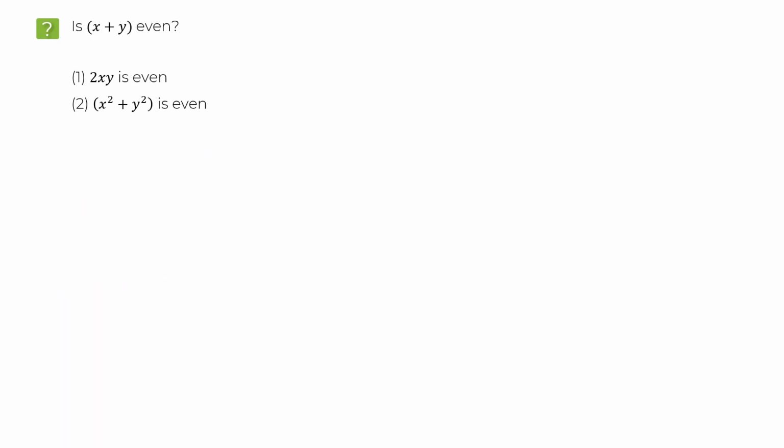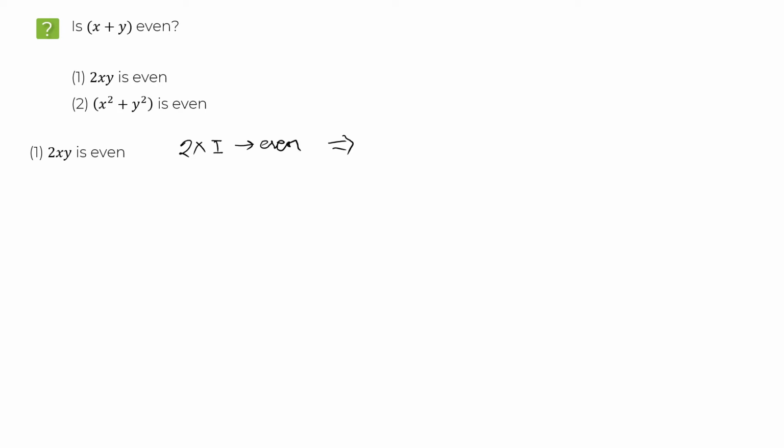So let us analyze statement 1. It tells us 2xy is even. Now we know that 2 is an even number, so if you multiply 2 with any other integer, you will always end up getting an even number. So this statement is not helping us much.